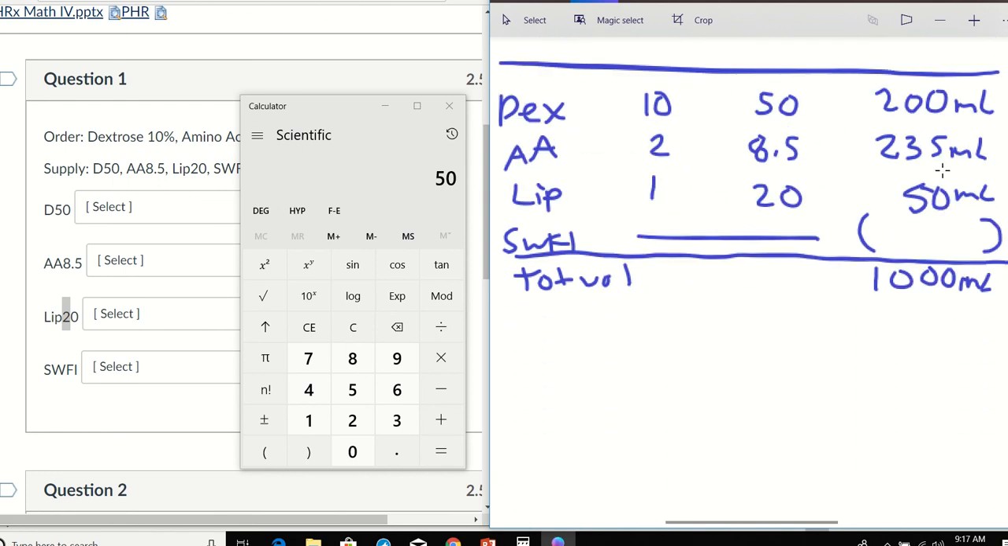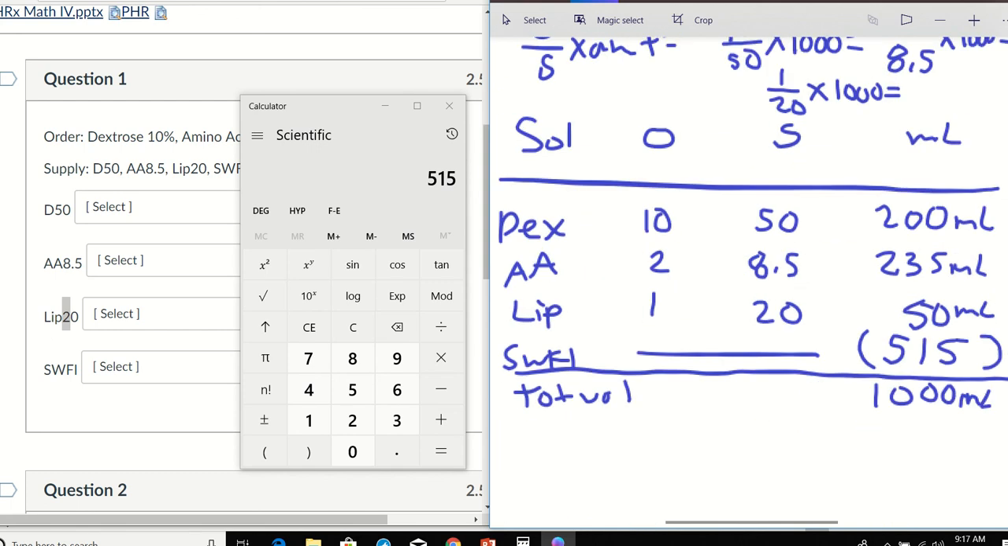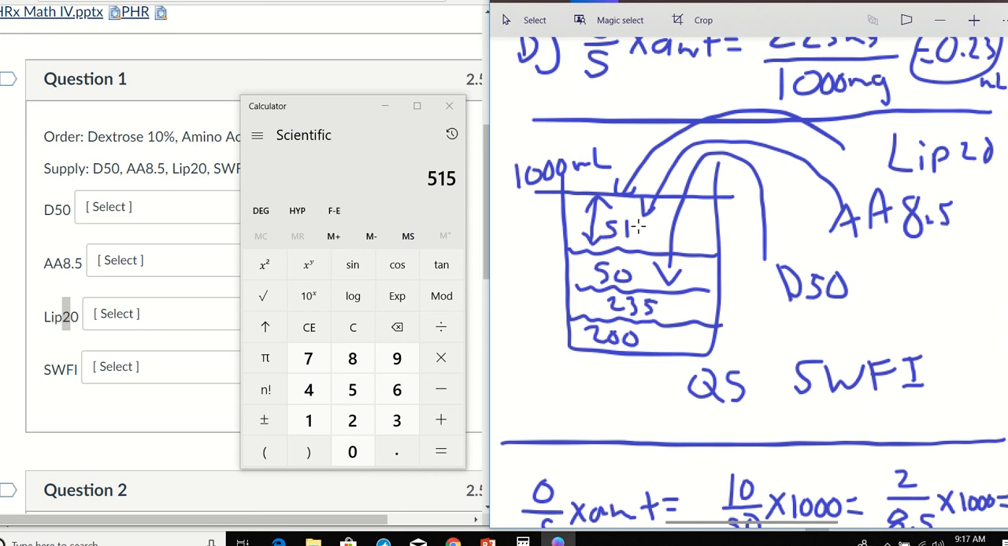Yeah, so all you do is add all these numbers and subtract from 1,000. You take 1,000, minus 200, minus 235, and minus 50, and we're left with 515. So all four of these volumes, 200, 235, 50, and 515, should add up to 1,000 if we did it right.